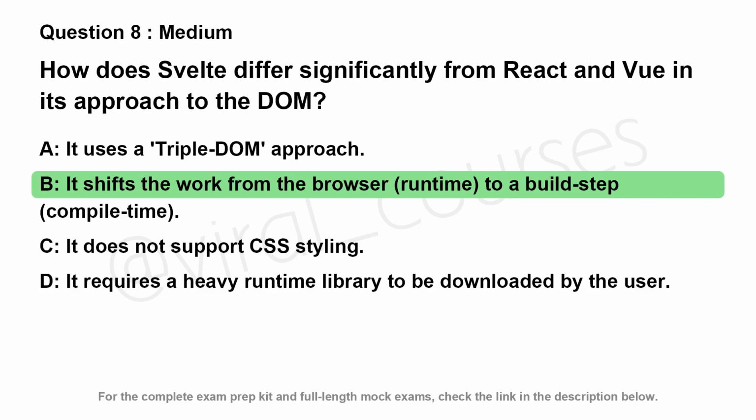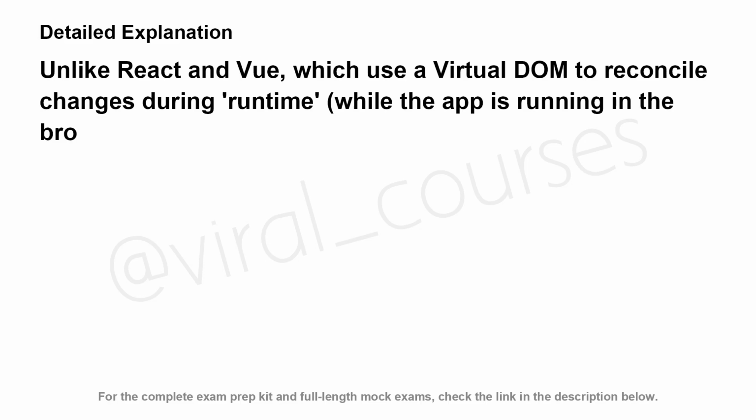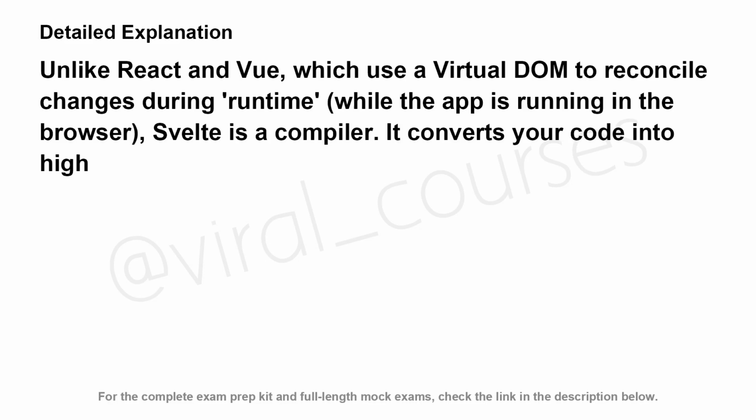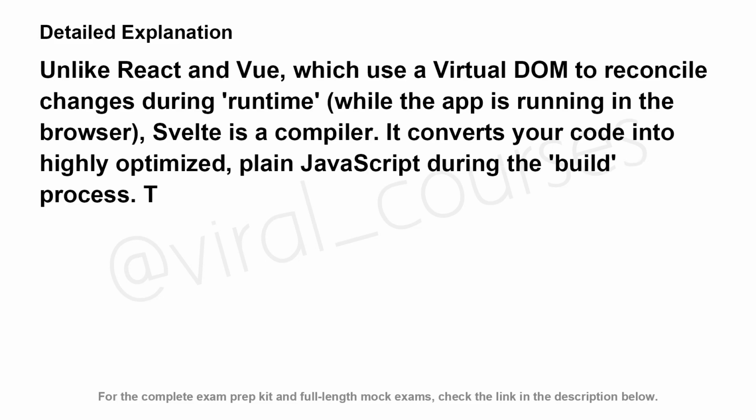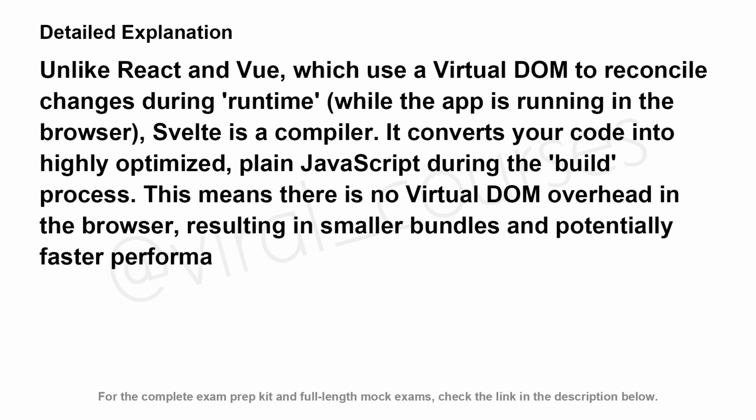The correct answer is B. Unlike React and Vue, which use a virtual DOM to reconcile changes during runtime, while the app is running in the browser, Svelte is a compiler. It converts your code into highly optimized, plain JavaScript during the build process. This means there is no virtual DOM overhead in the browser, resulting in smaller bundles and potentially faster performance for many use cases.